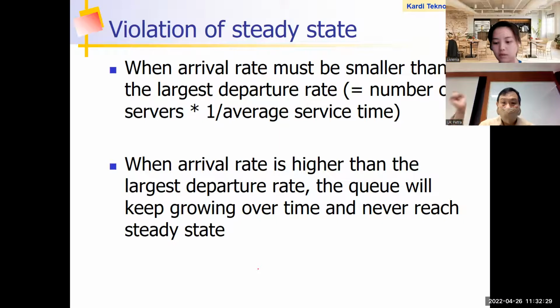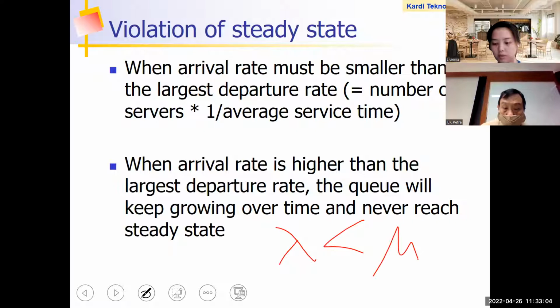A while ago we said, look, when the arrival rate is higher than the largest departure rate, then the queue will keep growing over time and never reach the steady state. So when you are using a random distribution like this, remember this: the arrival rate, lambda, must be less than mu.